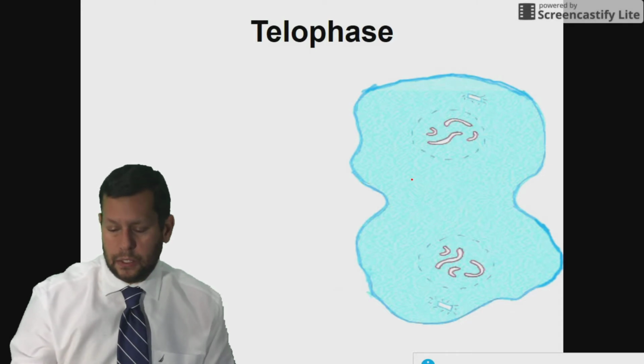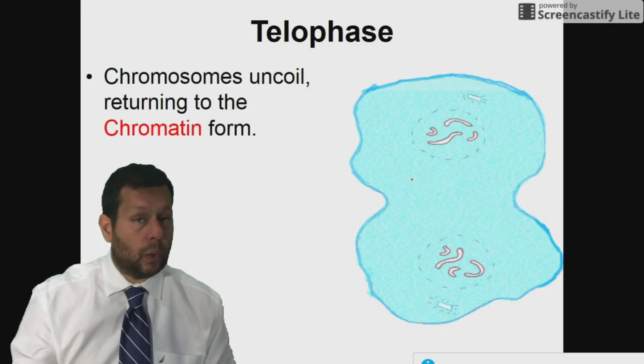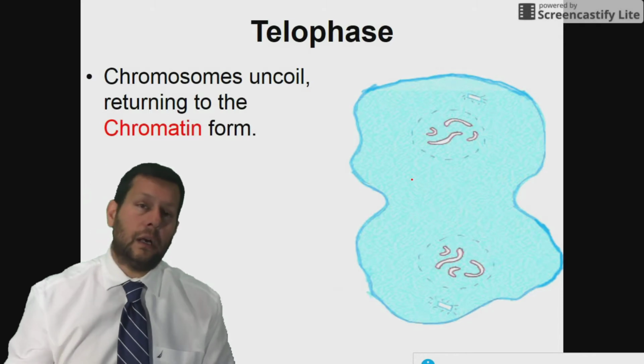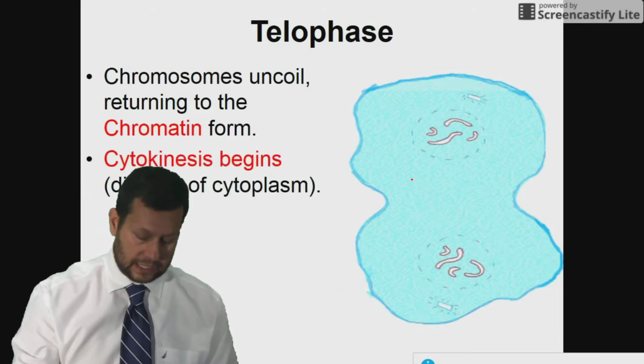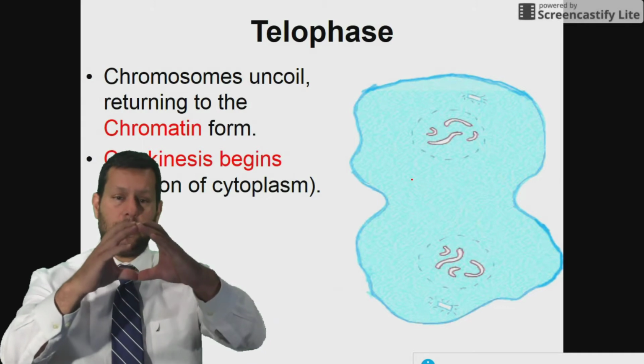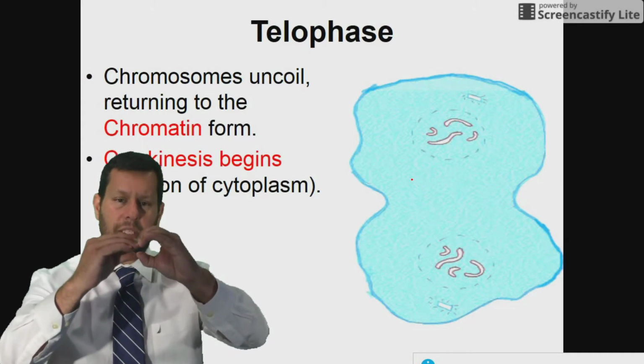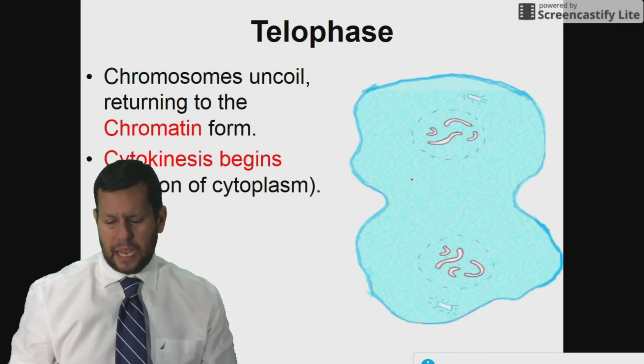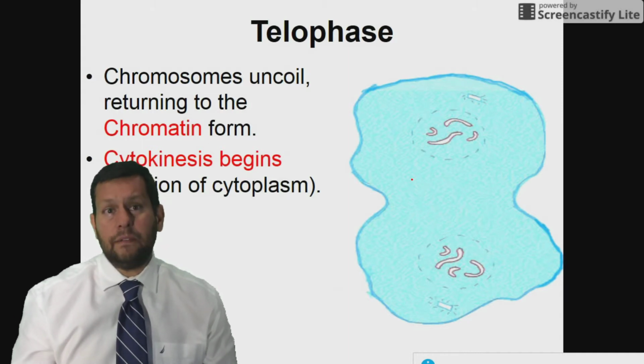We don't want that. So what needs to happen is once the chromosomes return to that thin chromatin form, we're going to have a process known as cytokinesis occur. And that's where a cell just kind of pinches in, and then breaks apart. That's cytokinesis. And it forms this thing called a cleavage furrow.